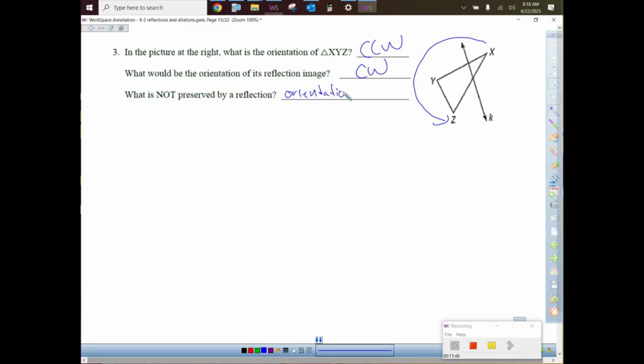Orientation is not preserved. Reflections preserve angle measure, betweenness, collinearity, and distance, but they do not preserve the orientation of these guys. What do you think? Not too bad? Let's try again.